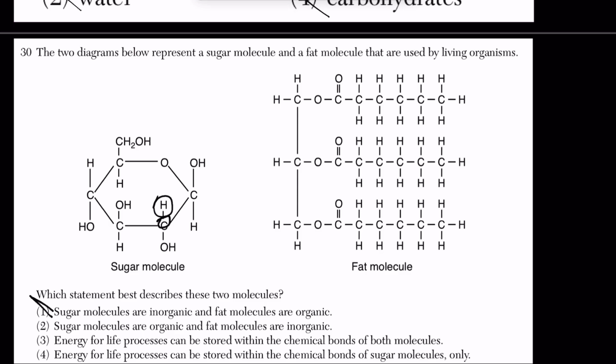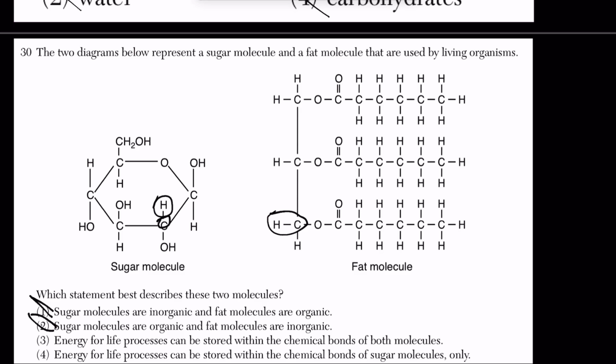The second one says sugar molecules are organic and fat molecules are inorganic. So we can look again. We know that sugar molecules are organic because we just tested that. And if we look at fat molecules, we can also see there's a C and an H right there, which means that fat molecules are also organic. So this one cannot be our answer. Next, number 3, it says energy for life processes can be stored within the chemical bonds of both molecules. And then number 4 says it can be stored within the chemical bonds of the sugar molecules only.